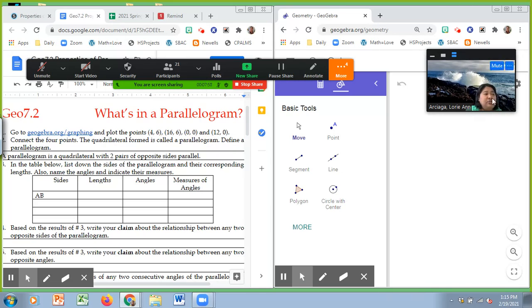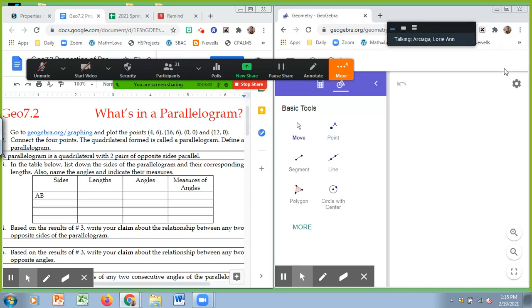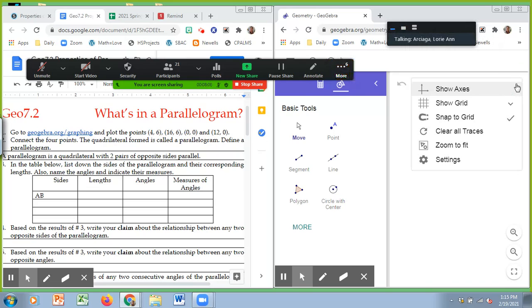So let's get started. Go ahead and show your axes. Do you remember how to show your axes? Let me delete mine. Okay, here. So you click on that.